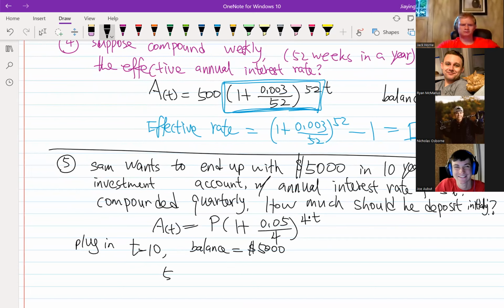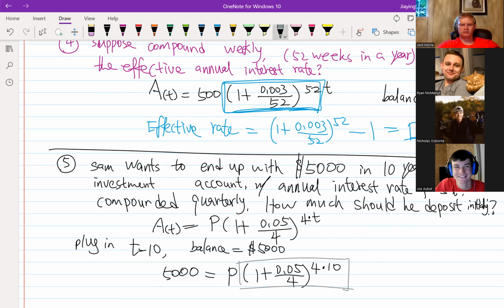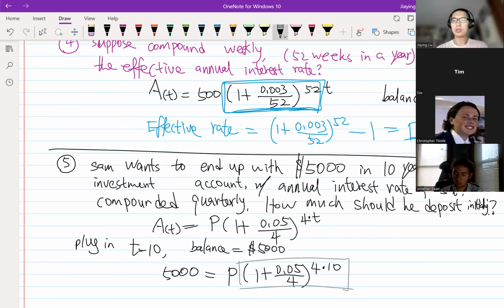So that will be 5,000 equals P, we don't know, times (1 plus 0.05 over 4) raised to the 4 times 10. And I don't have my calculator. A problem like this will require a calculator, so we should be able to calculate this part. And then we're going to divide that expression from 5,000 to get P. Is it okay if I leave it like this? All right, so we can solve for P from here.